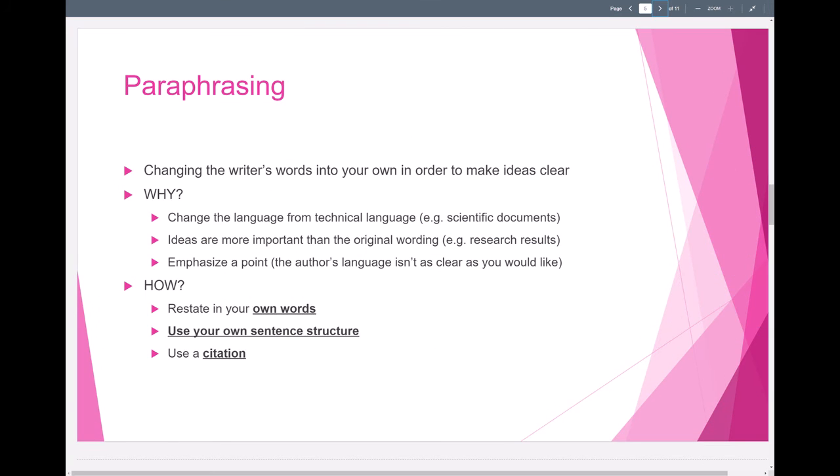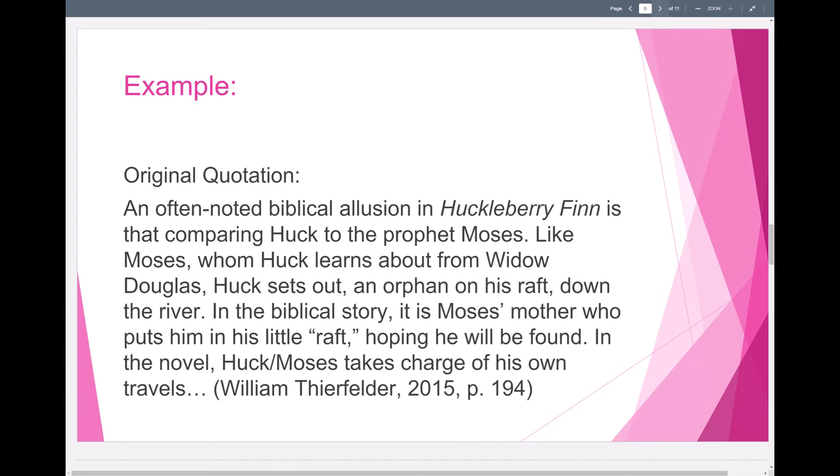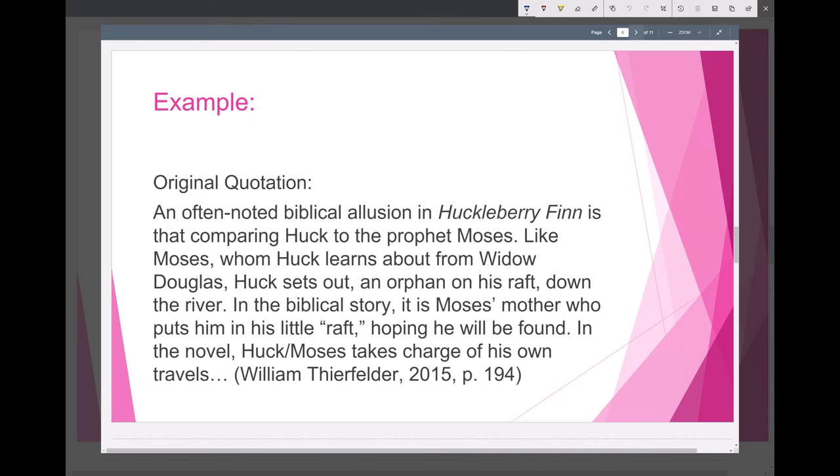This is slightly more complicated because you have to change the author's words into your own. So let's start with a quote. See in this quotation if you can figure out what type of method they're using. Let's have a moment to read over it, and I'll read it with you.